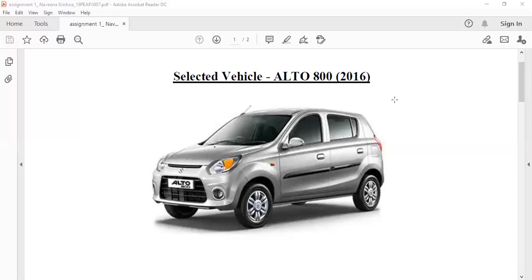Now I'll come back to my selected vehicle, that is Alto 800. Alto 800 has a 796cc F8D engine. That is, the engine is a 0.8 liter naturally aspirated 3-cylinder unit. This gasoline engine in Alto is capable of producing a maximum power output of 35 kilowatt at 6000 rpm, and it also provides peak torque of 69 newton meter at 3500 rpm.